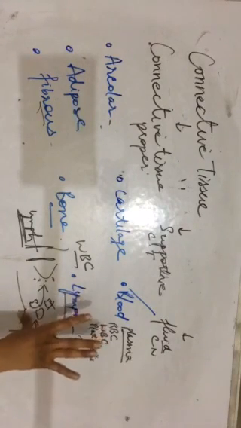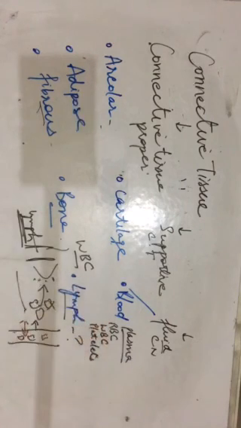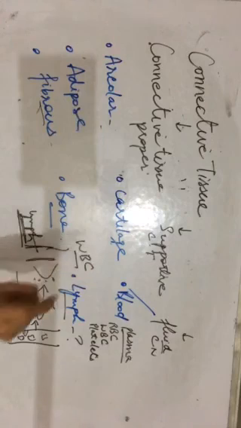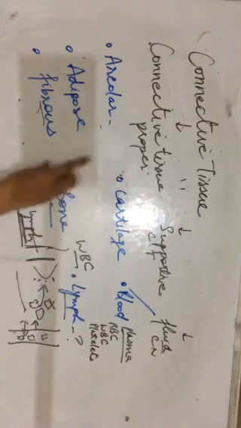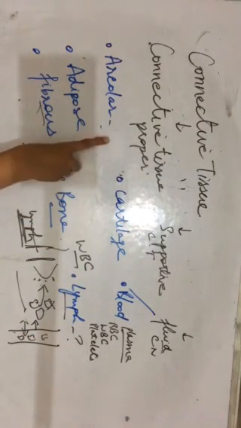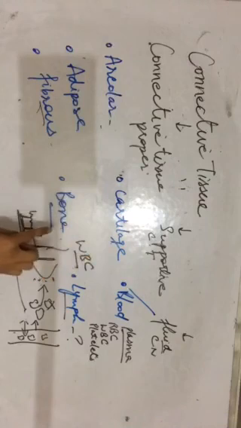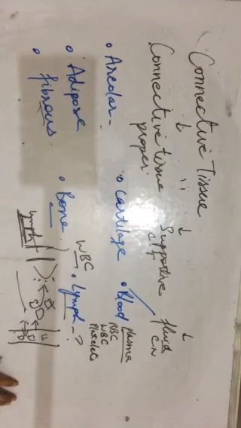against diseases, right? So connective tissue has three types: connective tissue proper, supportive connective tissue, fluid connective tissue. Connective tissue proper has three subparts: areolar, adipose, fibrous. Supportive connective tissue is made up of cartilage and bone, while fluid tissue is of two types, blood and lymph.